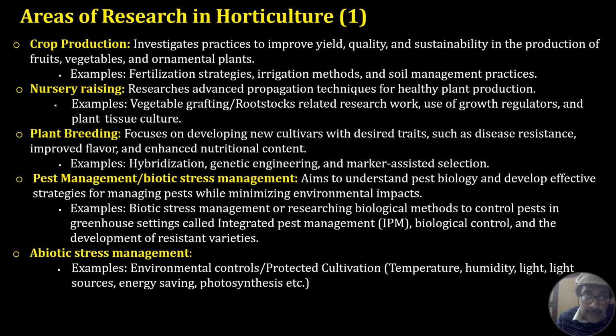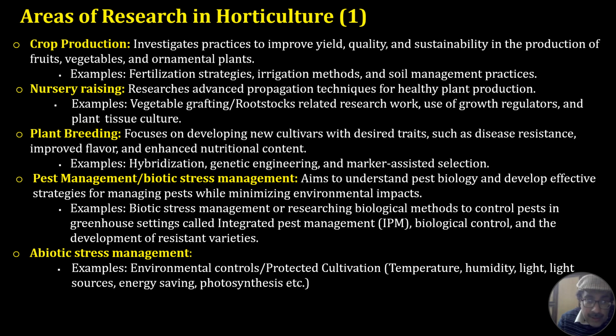The second important research area in horticulture is nursery raising, which basically researches the advanced propagation techniques for the production of healthy and true to type plants. Examples would include vegetable grafting, or rootstocks related research work, use of plant growth regulators, and devising various plant tissue culture protocols for the nursery raising of horticultural crops.